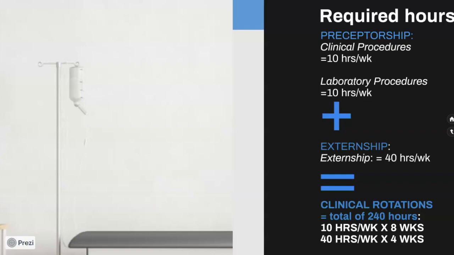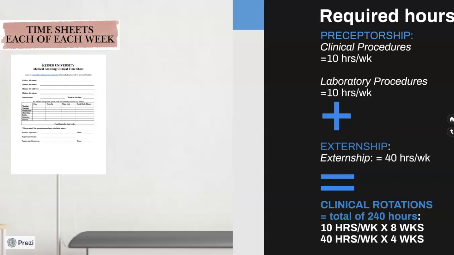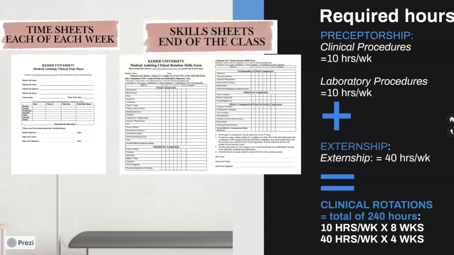Keep in mind the hours required for each class must take place within the course term for which they apply, meaning you cannot work extra hours during one of the preceptorship classes to apply to your externship class that hasn't started yet. At the end of each week, you'll submit a timesheet that requires your signature and your supervisor's signature. At the end of each class, you'll submit the 2-page skills form completed and signed by you and your supervisor.